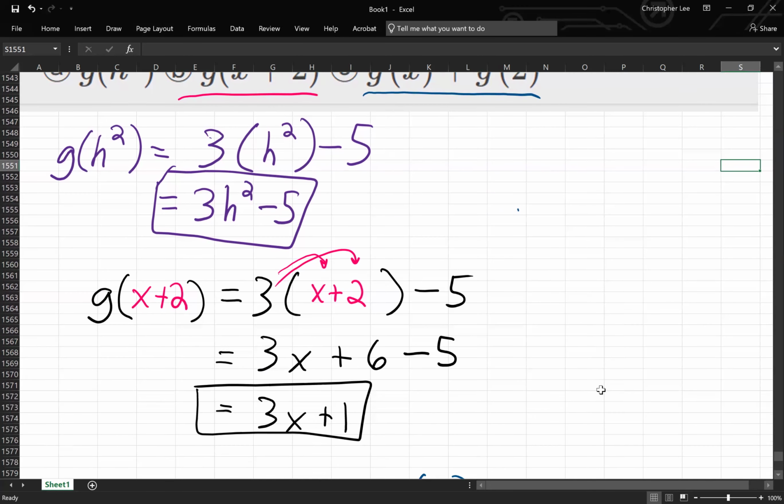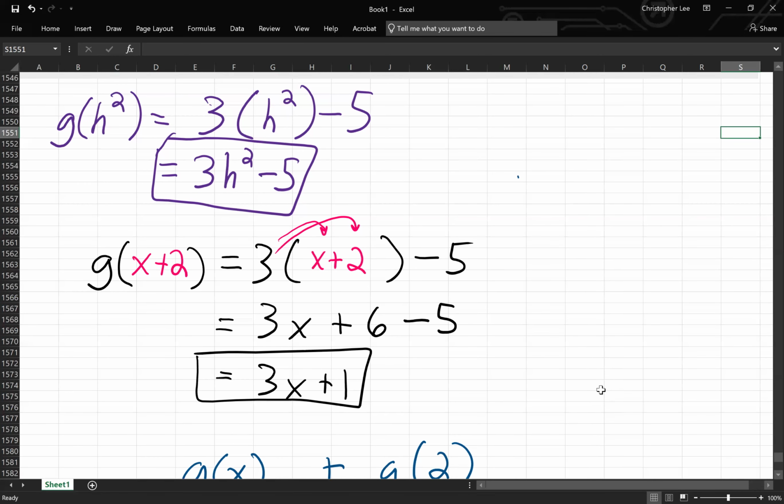Yeah, we have to distribute that number in the front and then simplify it. Simplify it. That's the right word.